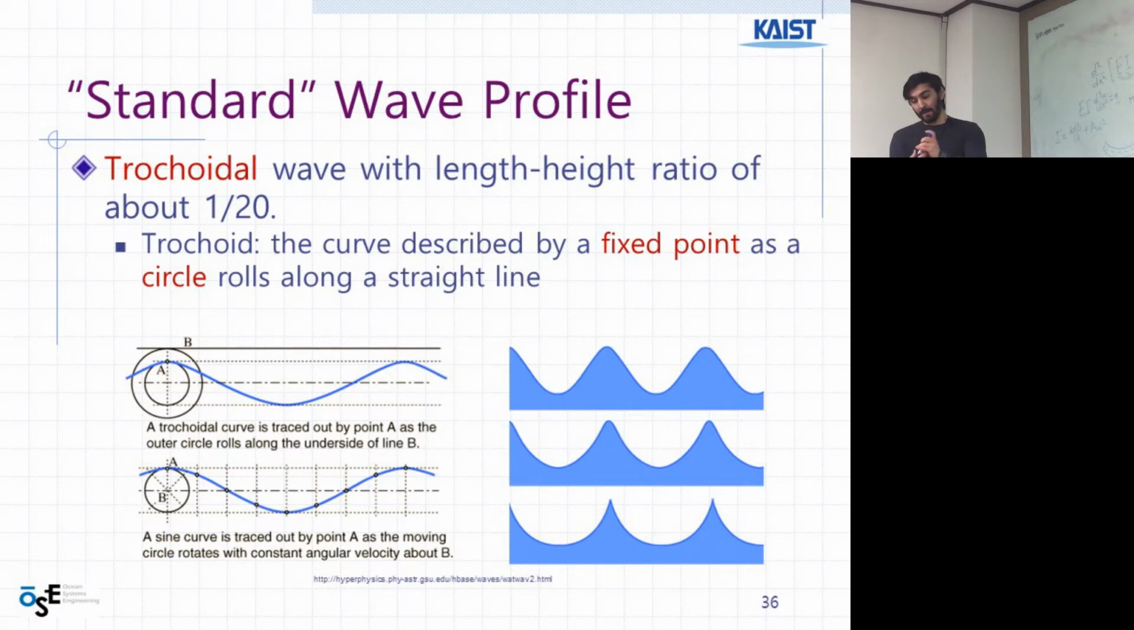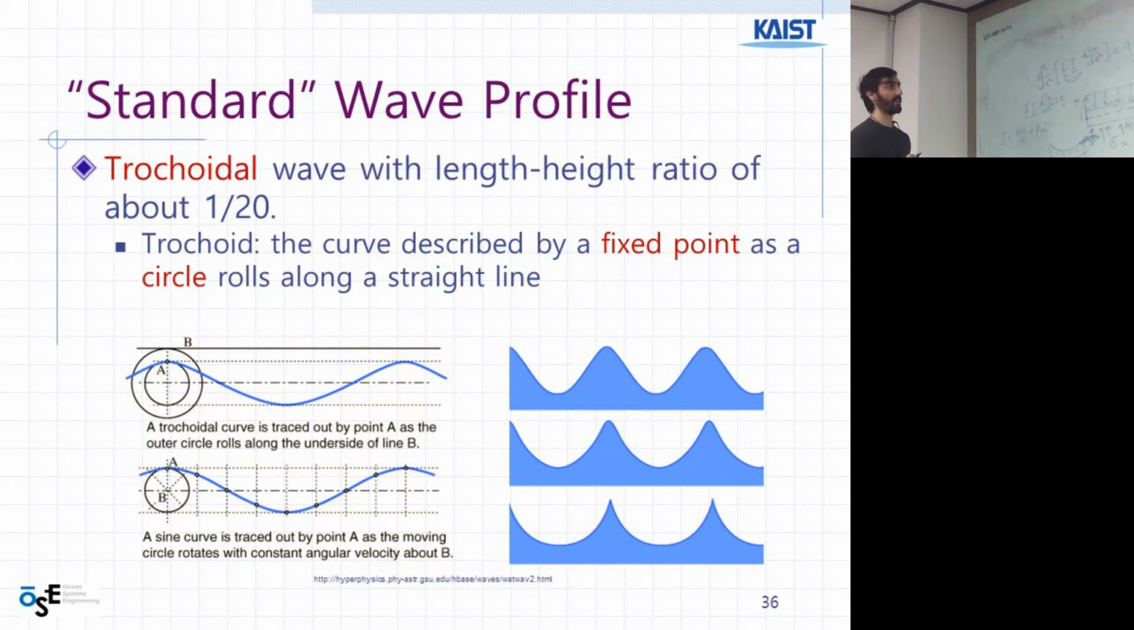So these kinds of distributions can be described by these wave profiles. This is one particular one, the trochoidal wave. What is a trochoidal wave? A trochoidal wave is an exact solution to the Euler equations for periodic surface gravity waves. What is a gravity wave?